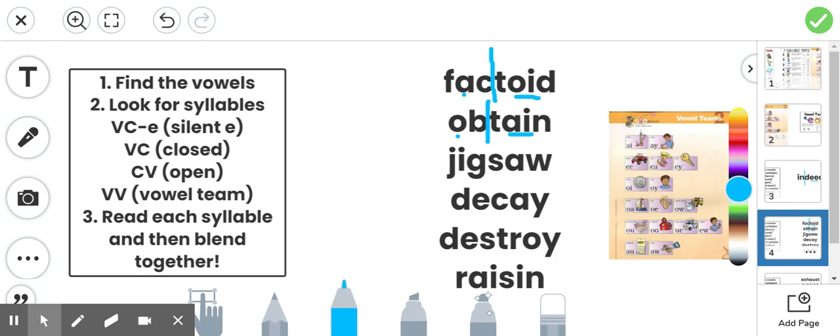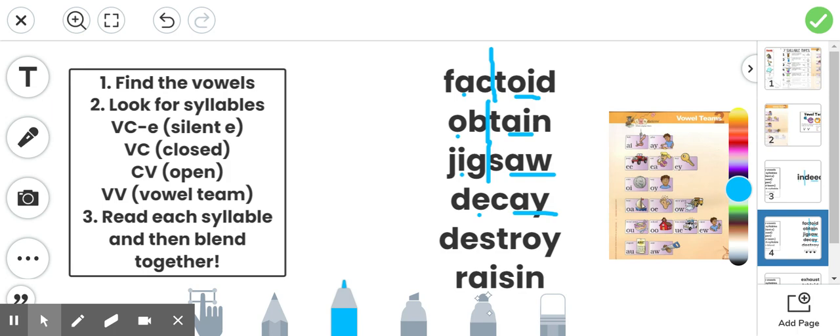I have obtain, obtain. Next, I have I, and here is AW, our vowel team. Separate the 2 consonants. Jig, saw, jigsaw. Next, I have E and AY.